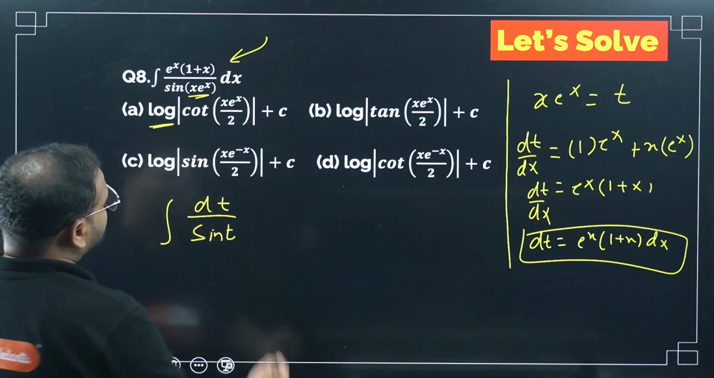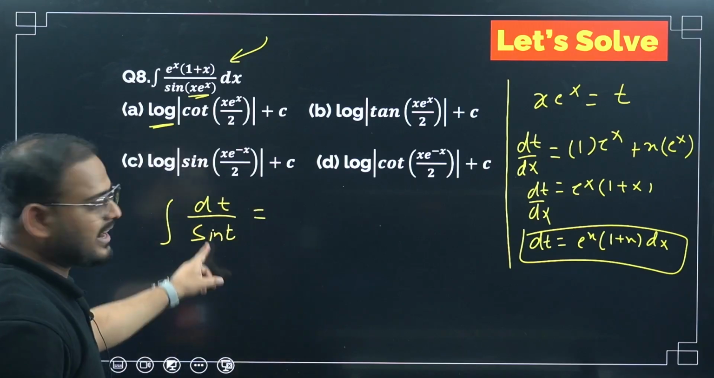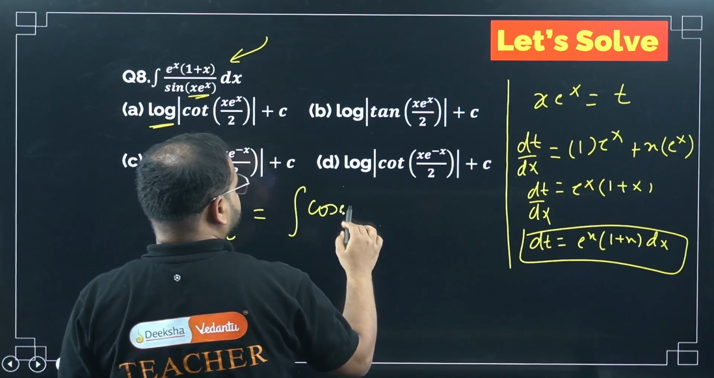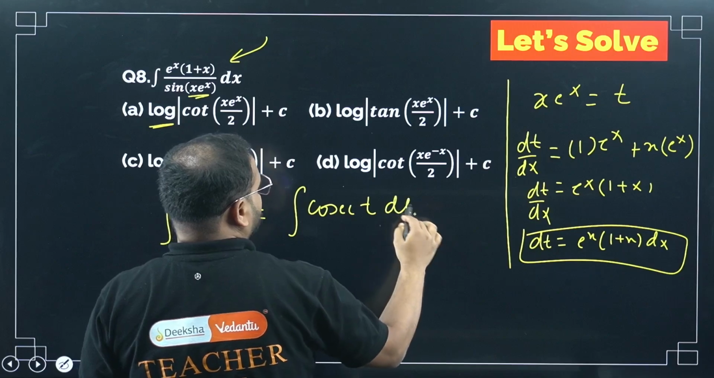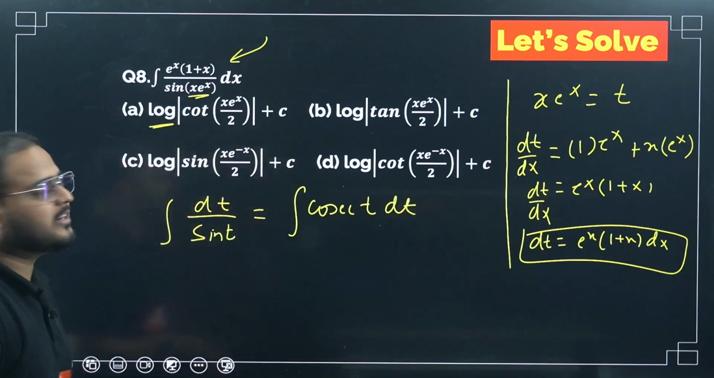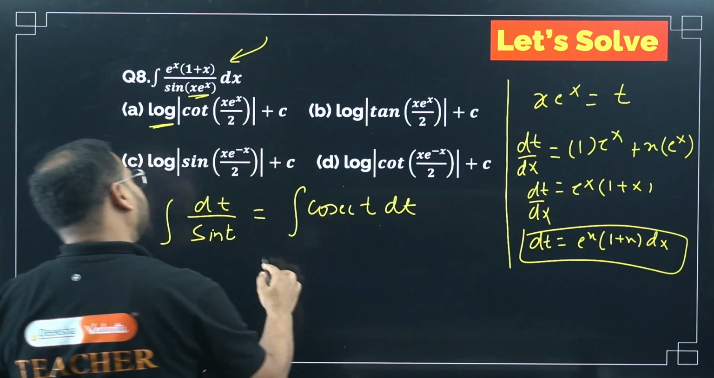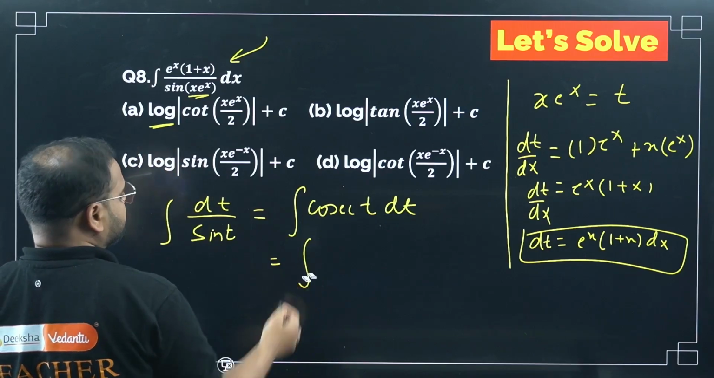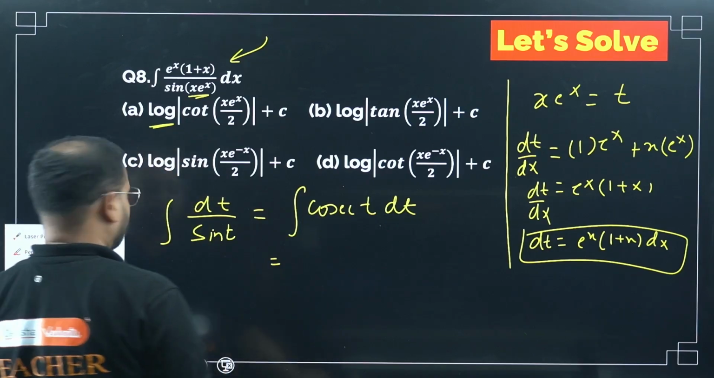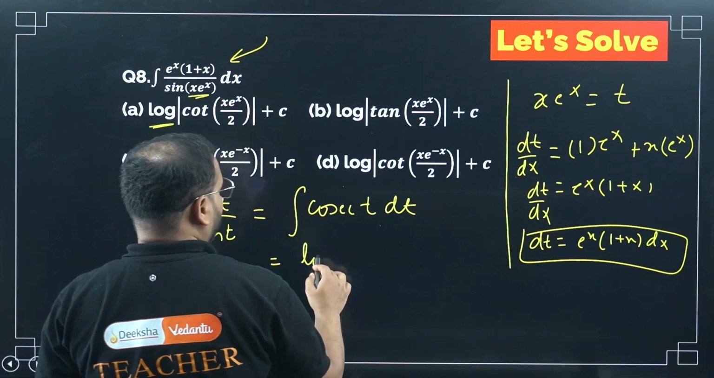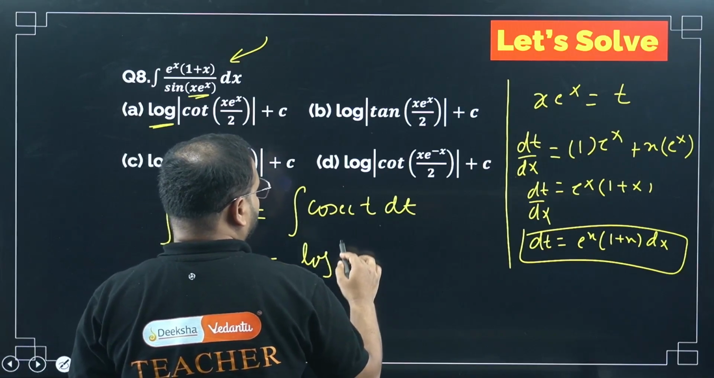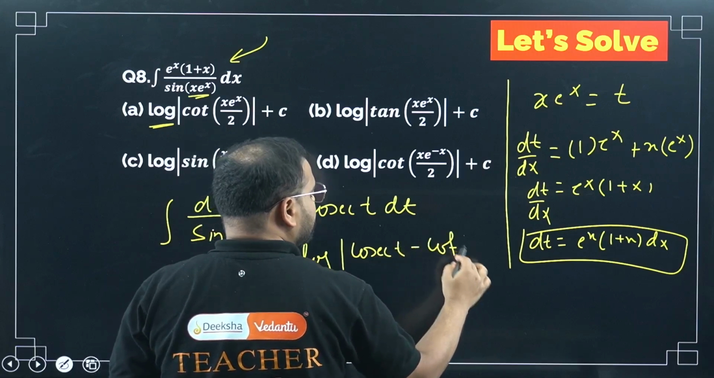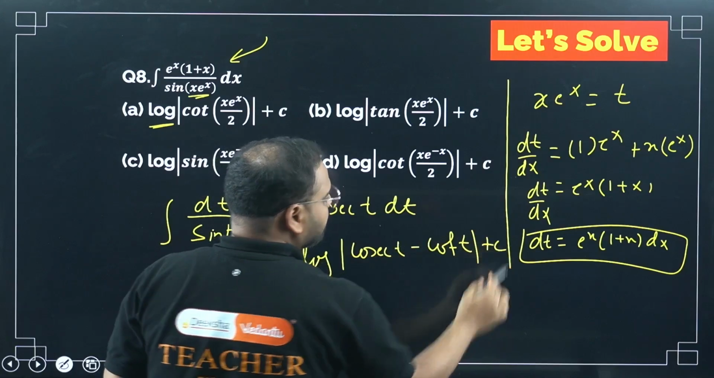What we can do in this thing? Only thing that I can see here is I write it as cosec t dt, because 1 by sine will become cosec t dt. Okay, sir. What is the integration of cosec t dt? If you remember, today only we discussed. It was log of cosec t minus cot t plus c will be there.